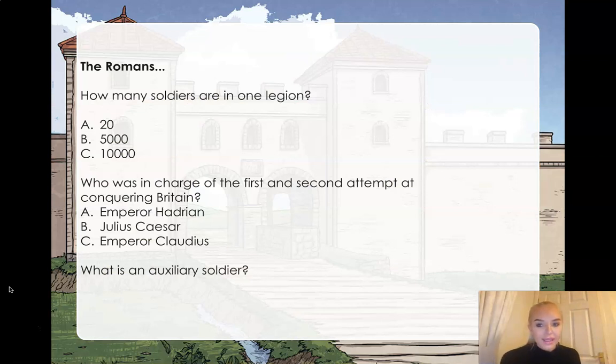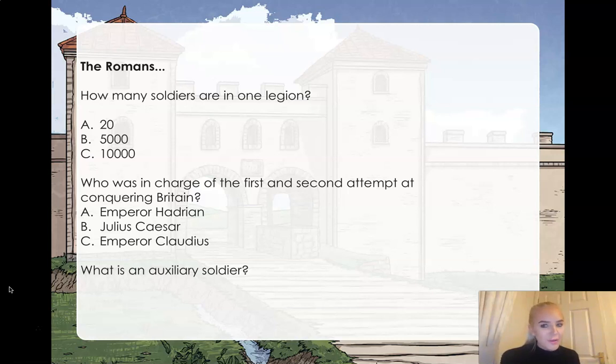Okay, now giving you a final retrieval question. Go back in time to when we learnt about the Romans, okay? I've got 3 questions here for you. The first 2 are multi-choice to help you a bit, but the third question, what is an auxiliary soldier, is not multi-choice, okay? Work your way through these 3 questions, please. Pause the video now.